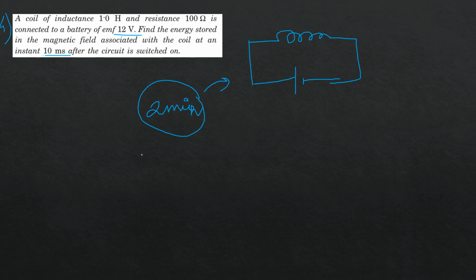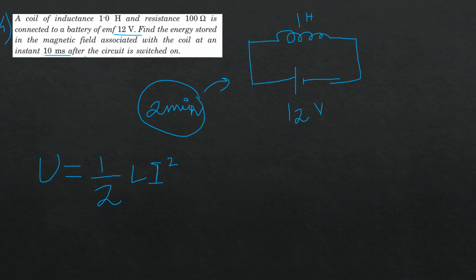A coil of inductance 1 Henry, resistance 100 ohm, is connected to a battery of 12 volt. So, as I said in the previous question, what is the magnetic field energy? U is equal to half Li square. Correct? But there is a twist in this question.